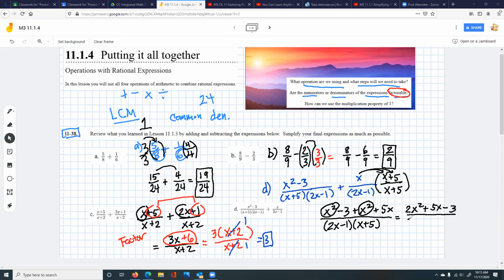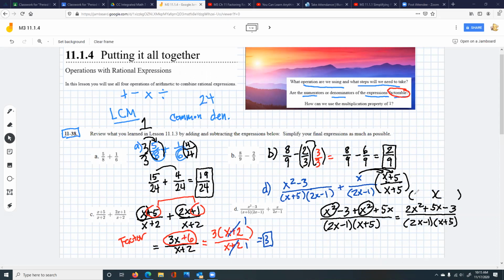And then the bottom is 2x minus 1 times x plus 5. Okay, now the fact that this is a trinomial tells me I'm not done yet. I need to factor this, and maybe it'll cancel out with one of these, right? So if I factor this, I'm going to just do it right above because I want to save space. I don't want to write as much.